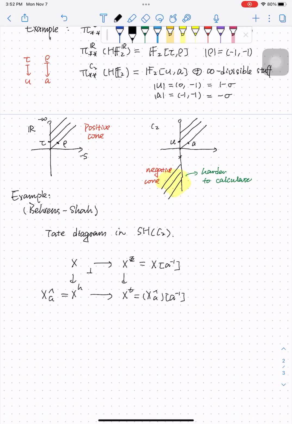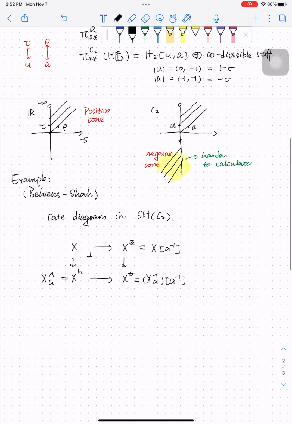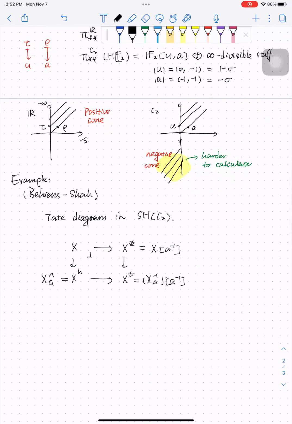Okay. And Bachmann and Shah showed that you can use this Tate diagram, and you start from R-motivic to get to the C2-equivariant. And we can test that on the case of HF2, the Eilenberg-MacLane spectrum HF2.